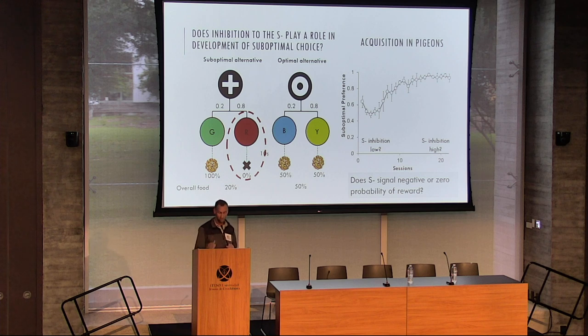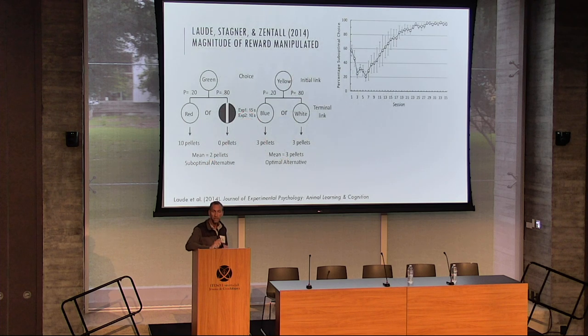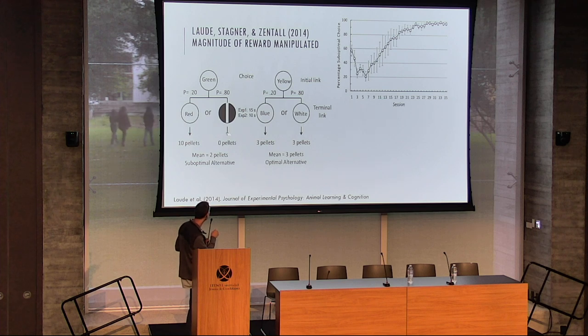Now, before we get into our research, Tom Zentall and his lab, a student of his, have already accomplished this kind of experiment. And their experiment was a little bit different, though. Instead of using a standard probability manipulation, where you manipulate the probability of reward signaled by the terminal link stimuli, in their procedure, they did a reward magnitude manipulation, where for the green stimulus, which will be the suboptimal choice initial link choice, the red stimulus signaled a large food reward, 10 pellets, always 10 pellets, and the other terminal link stimulus signaled that they will always get zero.